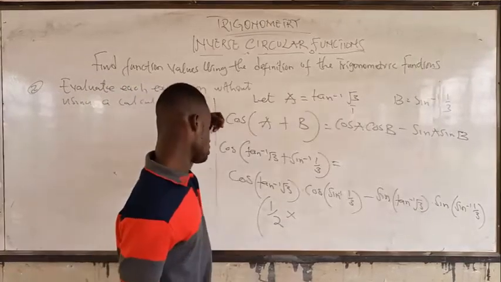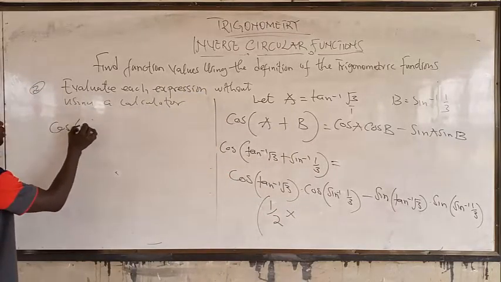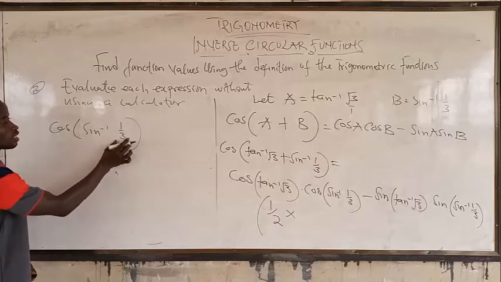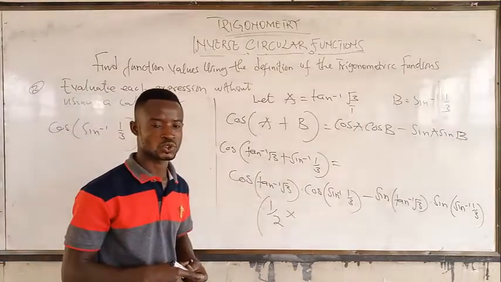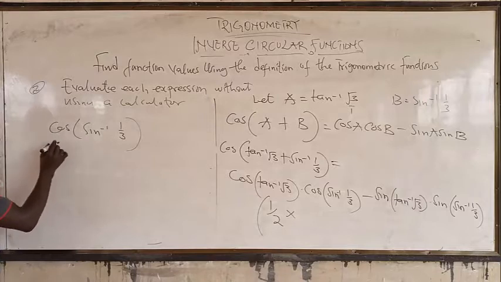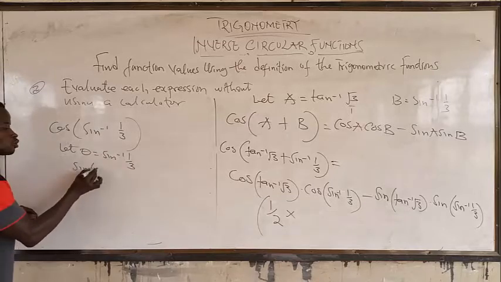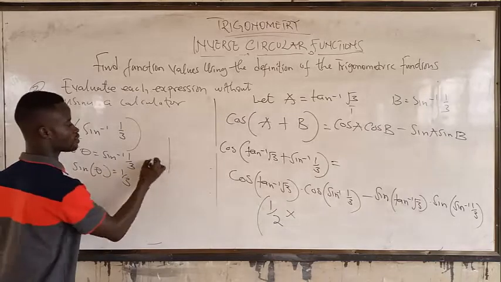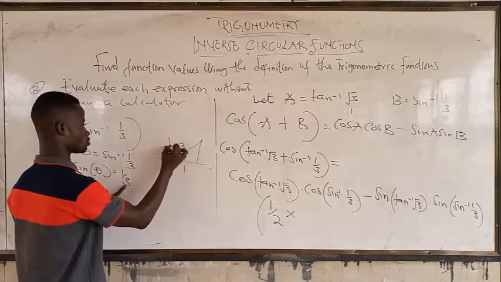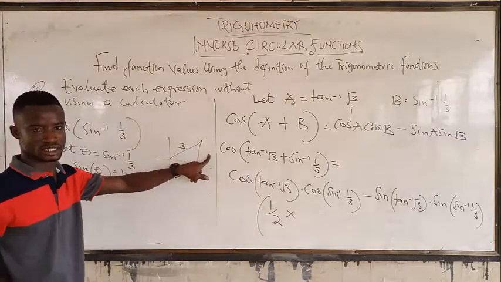Now this one too, let me write. That is cos of sine inverse of 1 over 3. Now the argument for sine inverse is positive, so this will be in the first quadrant. But we let theta be equal to sine inverse of 1 over 3. So sine theta is 1 over 3. Then we sketch the first quadrant, S over R. Then we go for this.